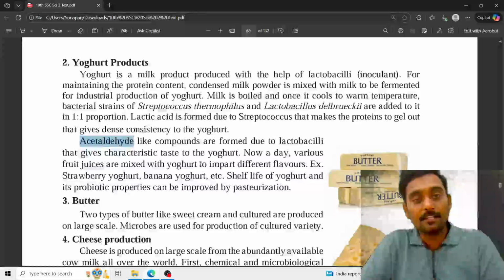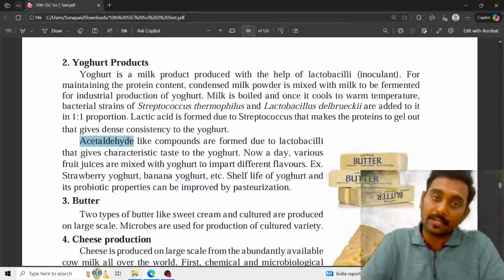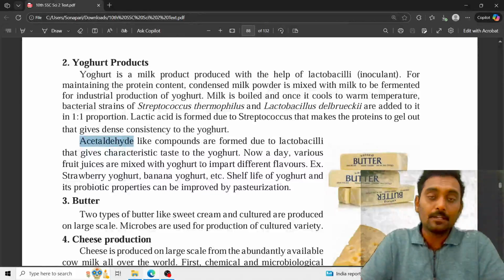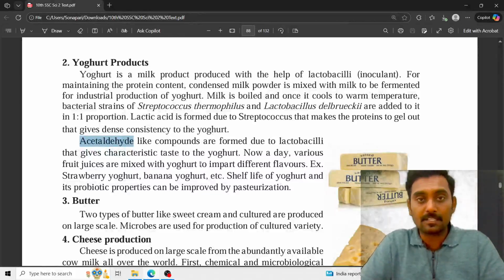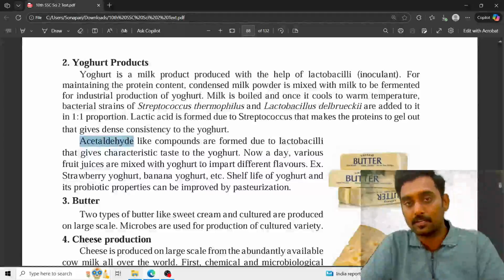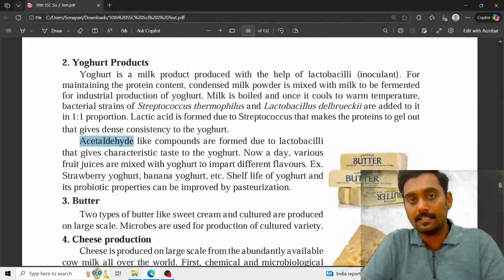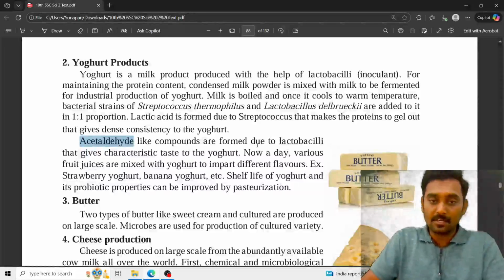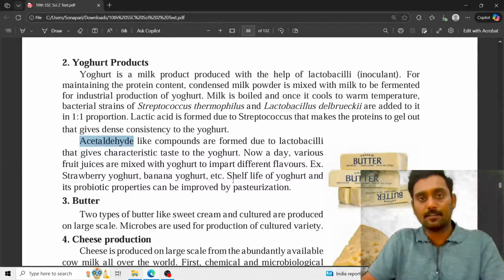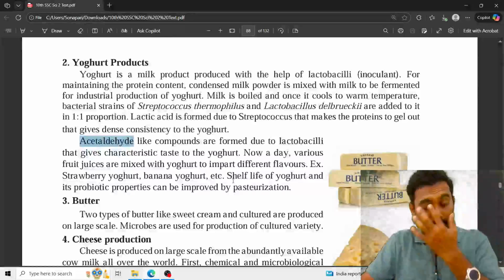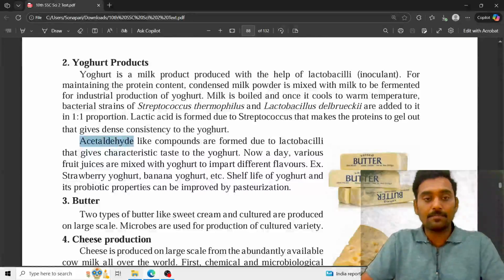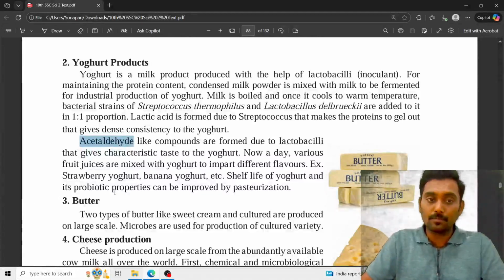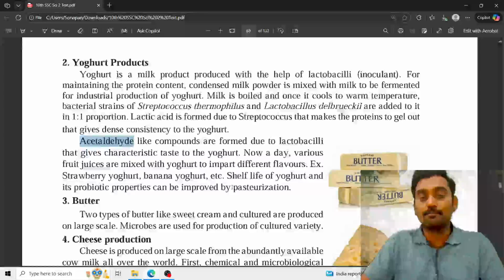So for enhancing the taste and getting different kinds of flavor, we add some fruit juices like strawberry, or we add some chocolate syrup to the yogurt to enhance the taste and flavor for the consumption of children. Examples like strawberry yogurt and banana yogurt are produced on a broad scale. The shelf life of yogurt and its probiotic properties can be improved by pasteurization.